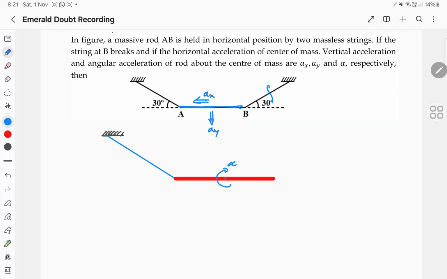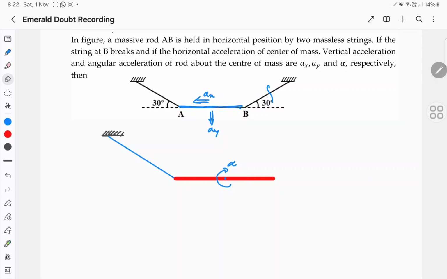So with respect to the center of mass, why is the alpha that way? Because if I look at the rod, I have got a tension this side. The tension has got a component in the vertical direction, and which is going to provide it a torque with respect to the center of the rod, and that will be the alpha that way. So we have our directions set over here.